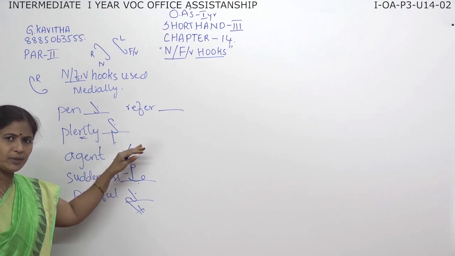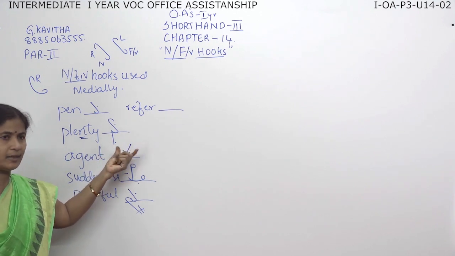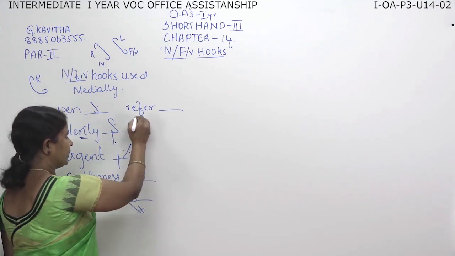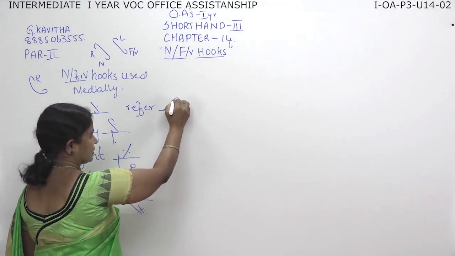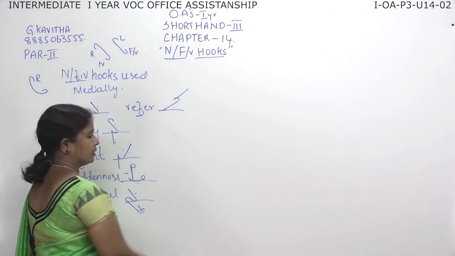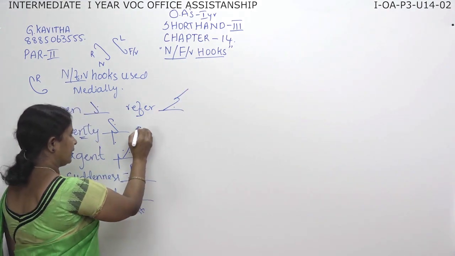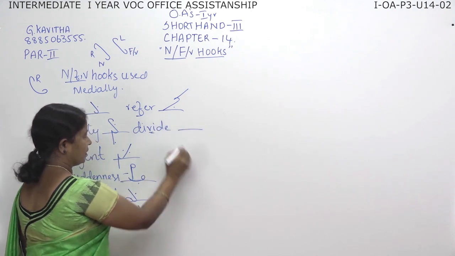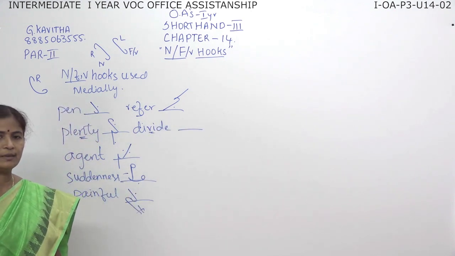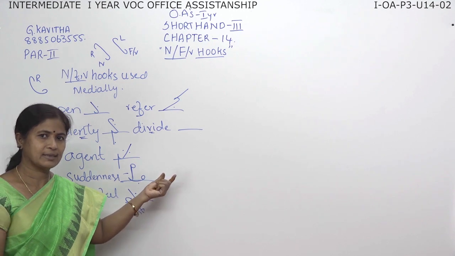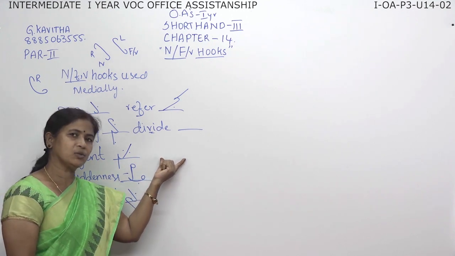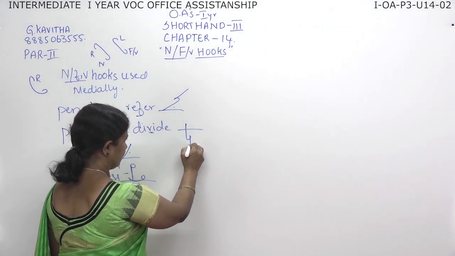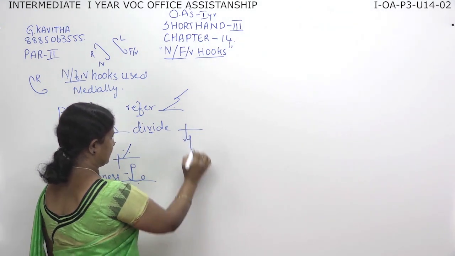Now F or V also we can use medially. How? Refer. When the sound of F is coming in the middle of a word. Ray. This is F hook and ray. Refer. Divide. Sound the word? Divide. D and V is coming in the middle of a word. How do we write? D, V and D. Divide.